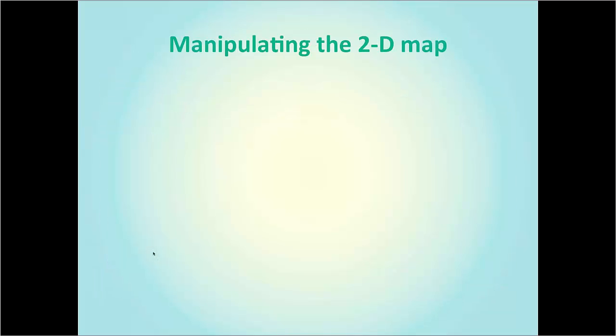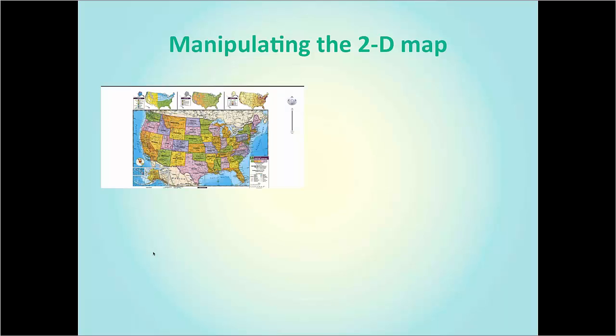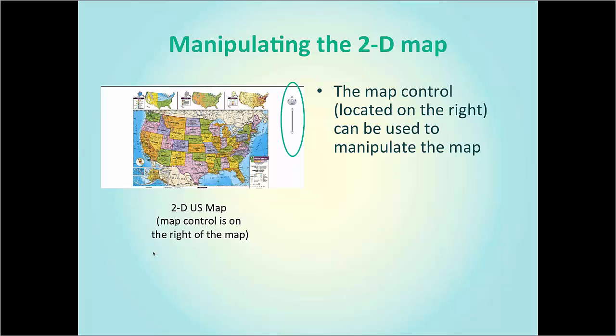So let's manipulate the map a little. Okay, this is a 2D map of just the United States. You'll notice on the right side, this is the map control. The map control can be used to manipulate the map in one way or another.